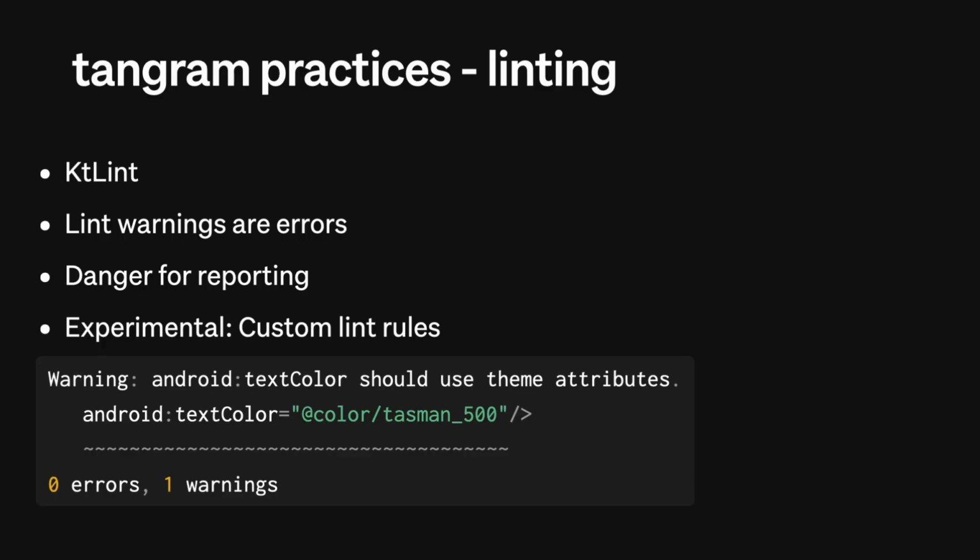We use a tool called Danger for reporting. What that does is read the output of our tests or our lint rules and then post those on our pull requests so that we can immediately see what's going on. And finally, we've been experimenting with custom lint rules. And these lint rules apply outside of the library to make sure that we're keeping on top of things like dark mode and not hard coding colors.